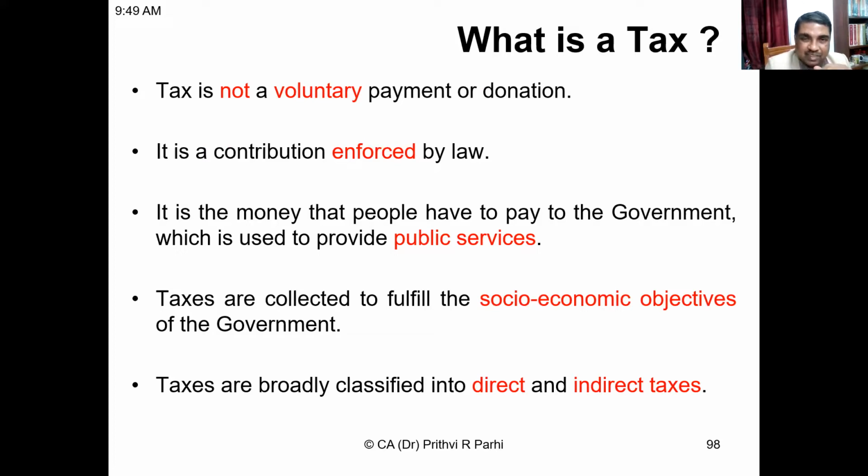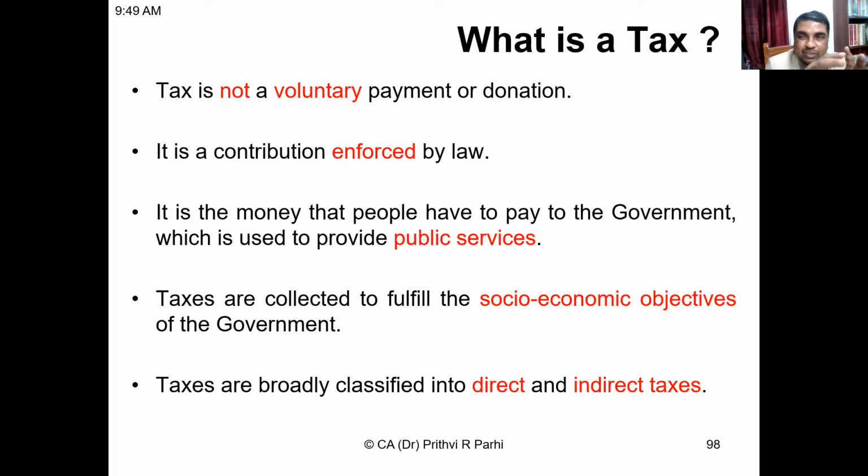That means this type of contribution which the taxpayer is making, the amount the taxpayer is contributing to government, is enforced by some law. Just like income tax collection, it is enforced by the Income Tax Act 1961. And this money which is collected by government is normally used for various kinds of public services.